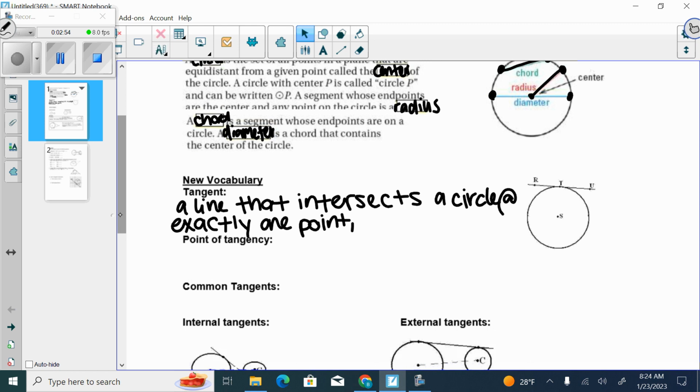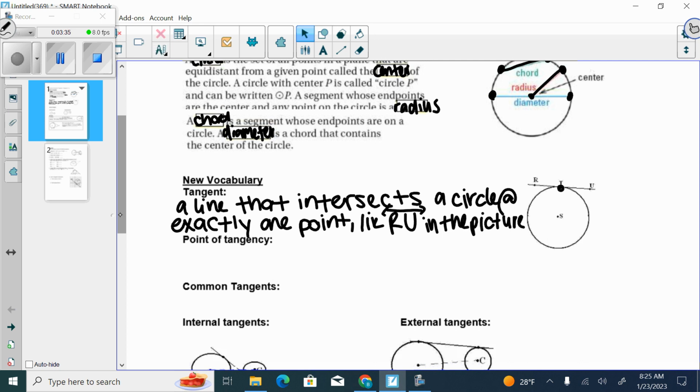For example, in this drawing over here, this line, RU, would be a tangent line because it only touches the circle once at point C. So we could say like RU, and remember for our notation to show that it's a line, we put arrows on both ends in the picture. So this line RU is a tangent line because it only touches the circle at one spot. Okay.